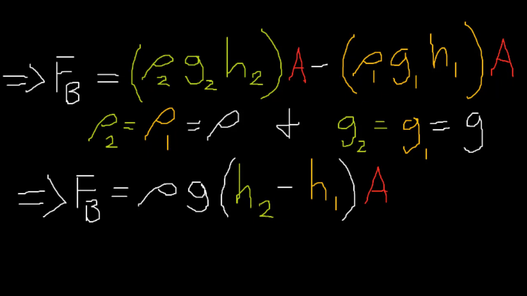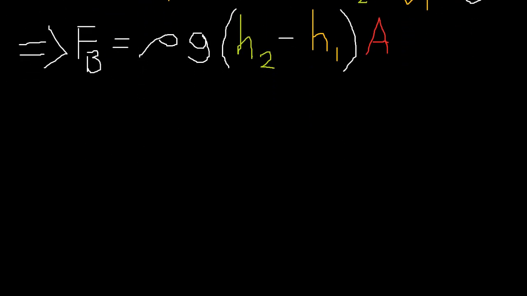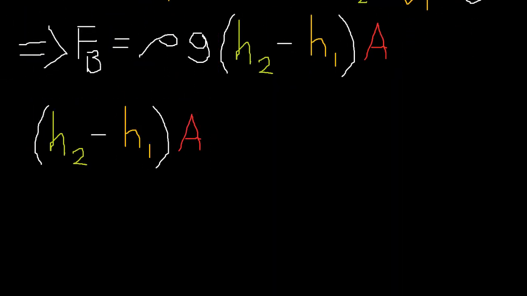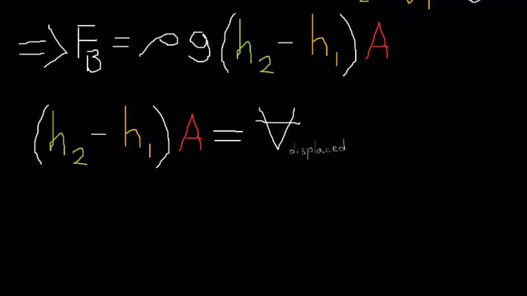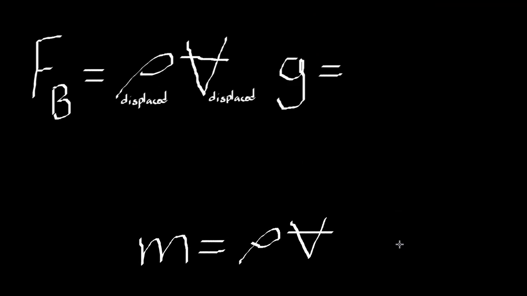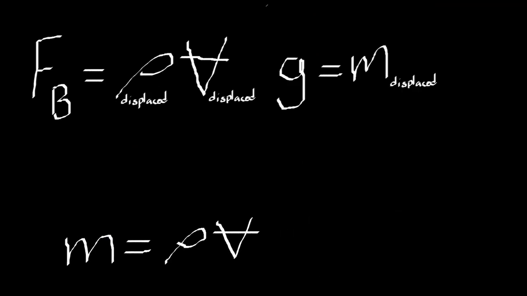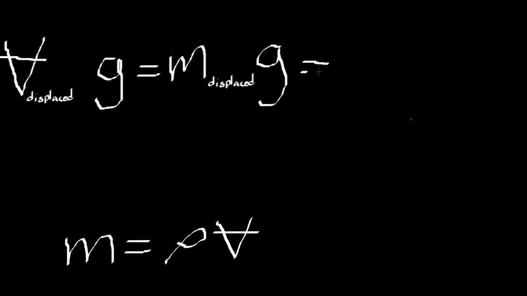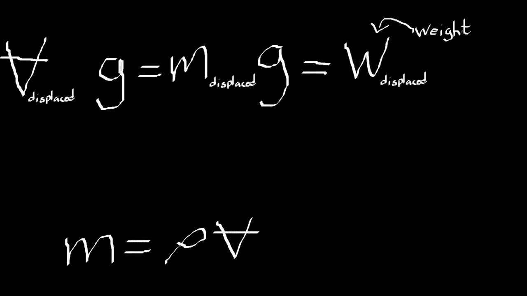If you look back at the diagram, the difference in depths is the height of the object. The height of the object multiplied by the cross-sectional area is the volume of the object. In this case, the volume of the object equals the volume displaced because the object is completely submerged. Therefore, the buoyancy force equals the density of the displaced fluid multiplied by the volume of the displaced fluid multiplied by gravity. I can plug that into the buoyancy formula to get buoyancy force equals mass of displaced fluid times gravitational acceleration, otherwise known as the weight of the displaced fluid.